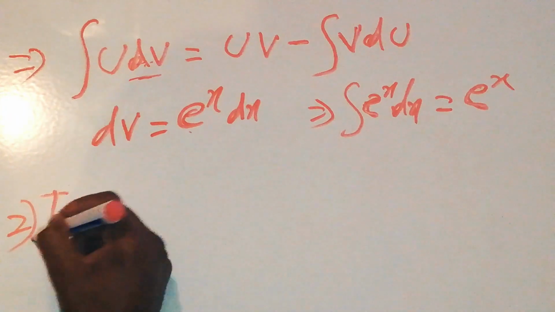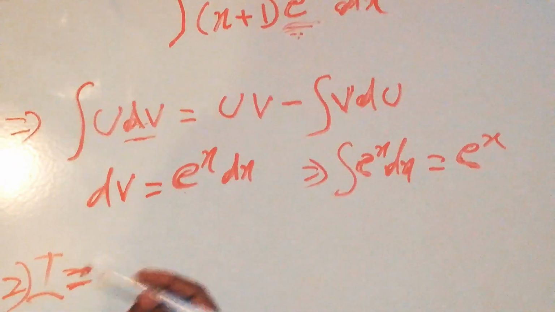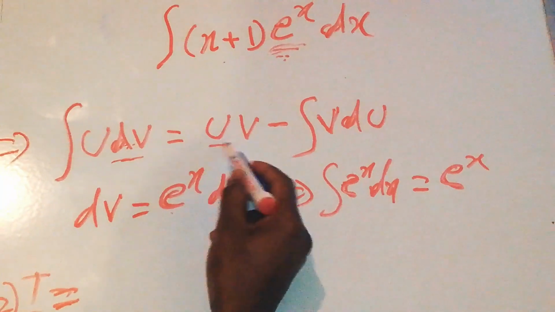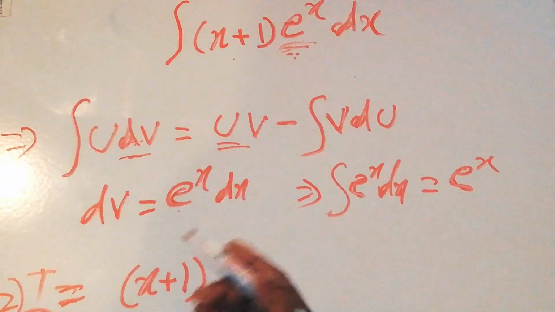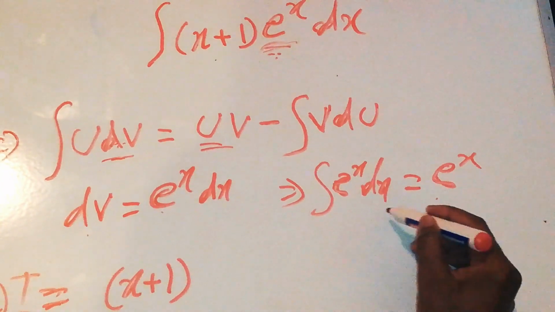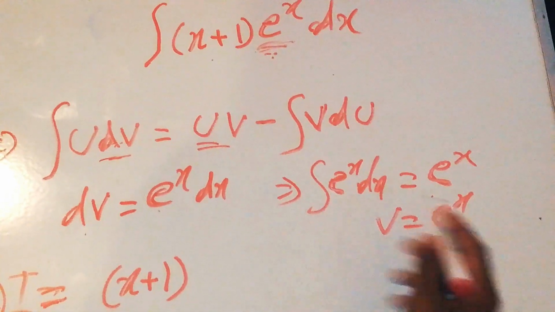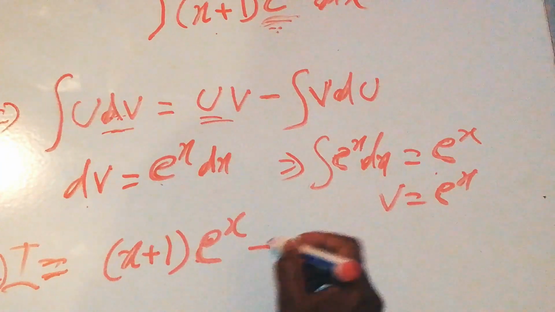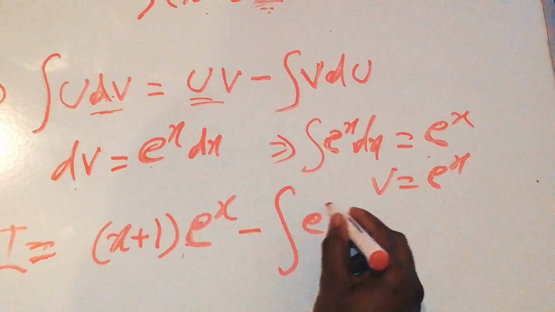So the integral of that one will be equal to u. What is u? u is x plus 1. So u times x plus 1. What is v? Here is v, dv. There is v. Okay, you can see there, v is equal to e exponent x. And then e exponent x minus v, which is e exponent x.